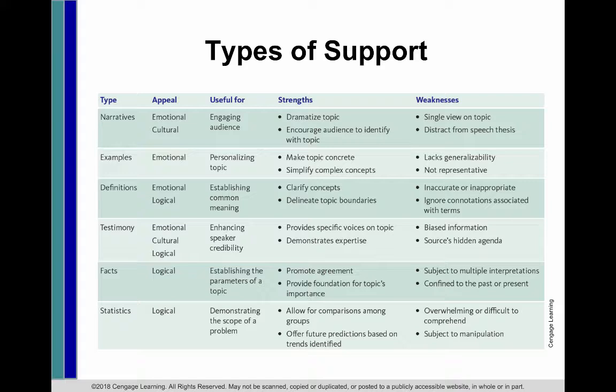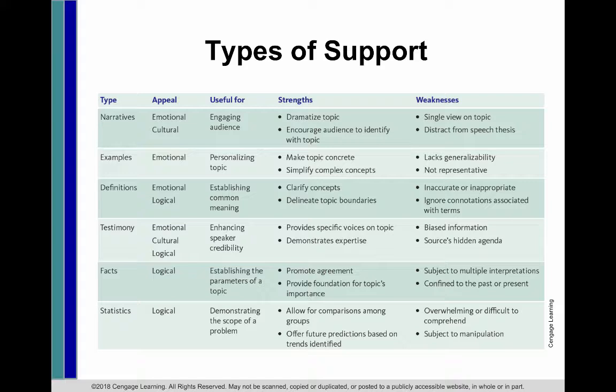First, narratives or stories. Our need for and love of stories is deeply ingrained in us. You can get the audience to feel a specific emotion about the topic by relating a story. And if it's a story related to their culture, it can really resonate with them. Narrative strength is that it helps to dramatize the topic and get the audience to identify with it. Its weakness, however, is that it's a single view of the topic, and if you ramble too much while telling it, you can cause the audience to be distracted.